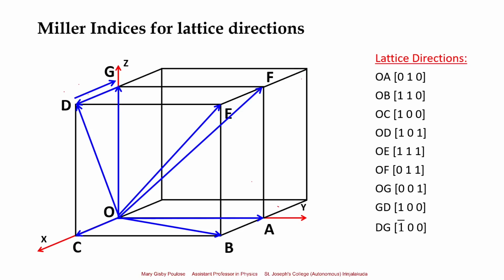Now to find the Miller index of a plane or the direction towards any negative axis, let us assume another plane HIJK behind the previous one. So in this one, the OH orientation is obtained as [1 bar 1 0]. This is because the x-intercept here, or the x value of H, will be minus 1. Hence, the Miller index will be 1 bar along the x-axis.